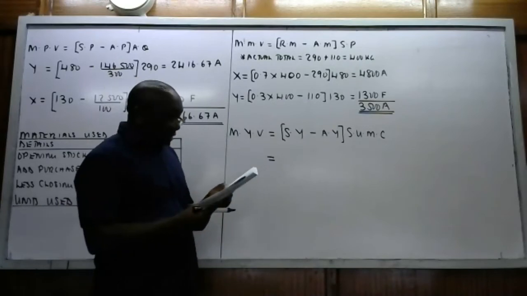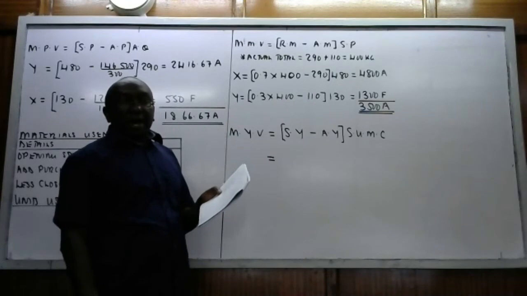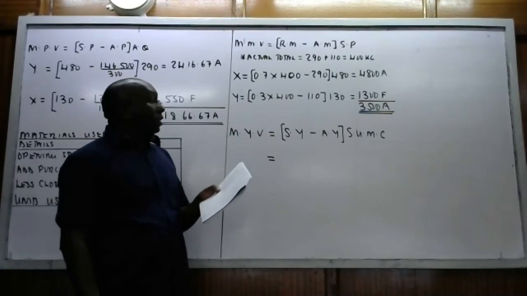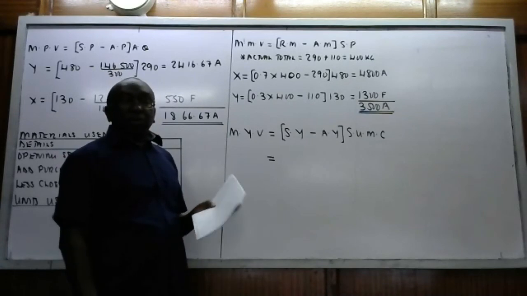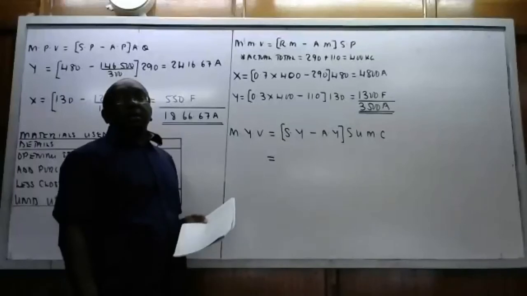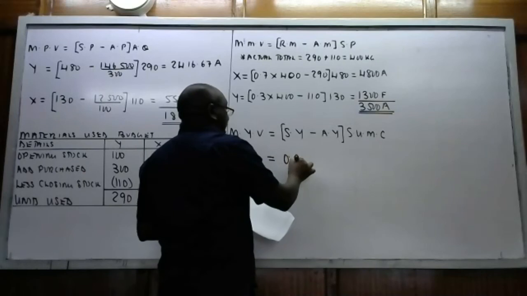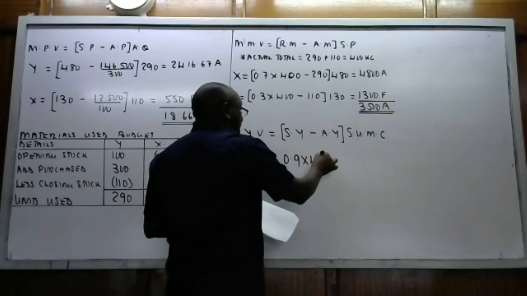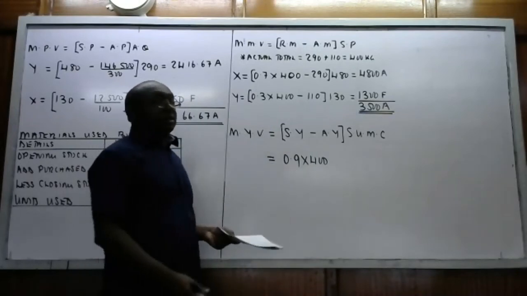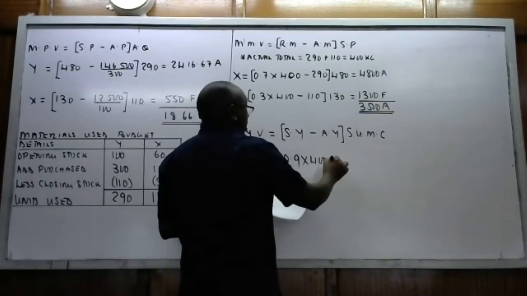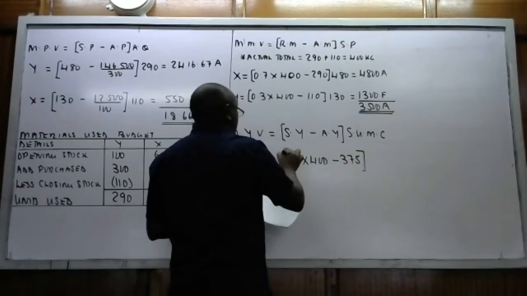You see, we are told in information 6 that we expected a loss of 10%. So the standard yield should be 90%. So you are supposed to say 0.9 multiplied by the 400. That's how you get how many units you should have gotten. You minus what we actually got, 375.